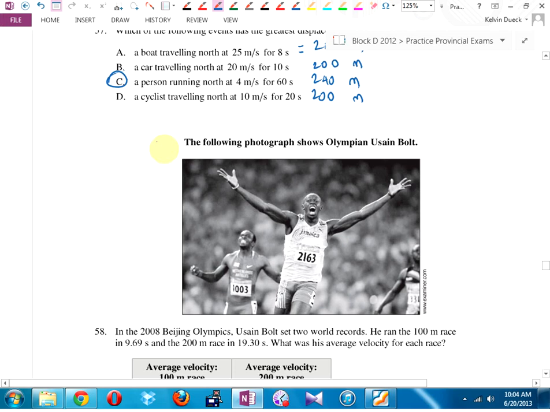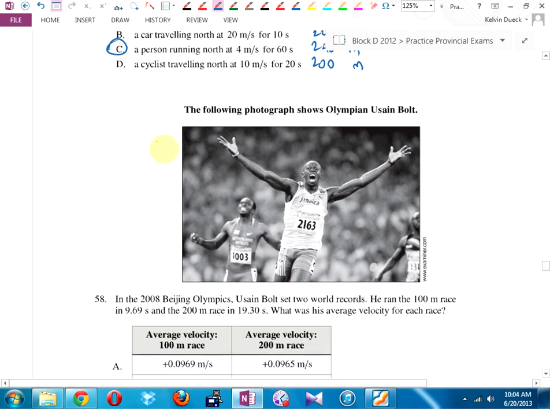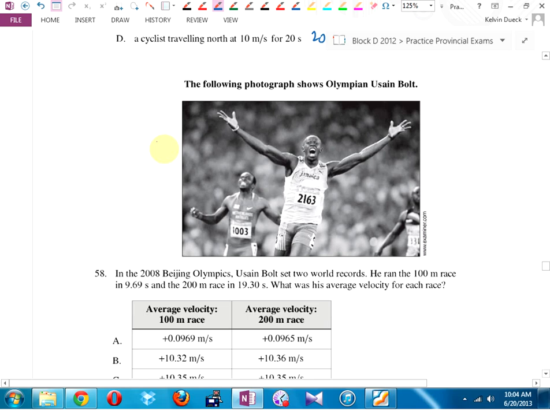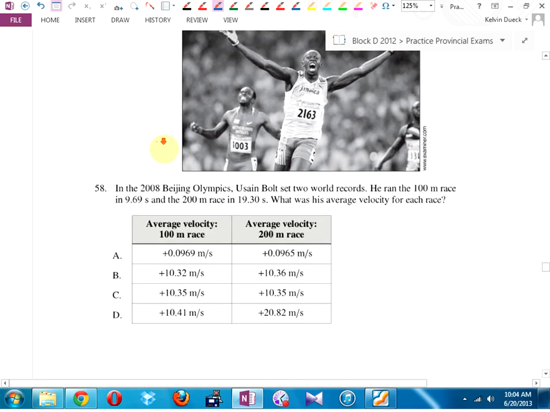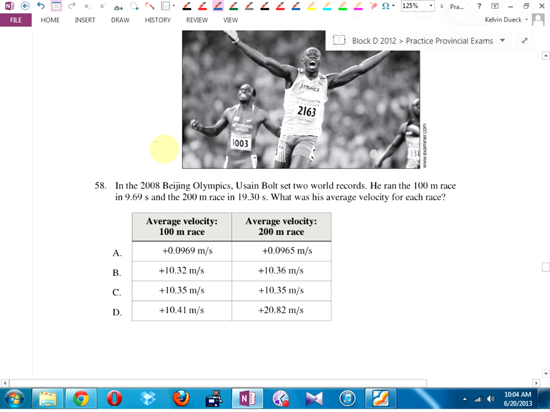The following photograph shows Olympian Usain Bolt. I'm going to assume all of you have seen him run at least once somewhere on YouTube or on TV. He is spectacular. In the 2008 Beijing Olympics, Usain Bolt set 2 world records. He ran the 100-meter race in 9.69 and the 200-meter race in 19.3. What's his average velocity? By the way, why do they have to ask for the average velocity? Why didn't they just say, what's his velocity? Yeah, he's accelerating. In fact, he's accelerating about the first 45 meters or so before he hits his full speed.